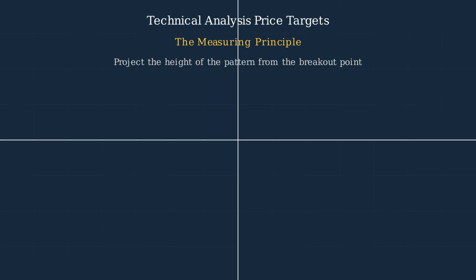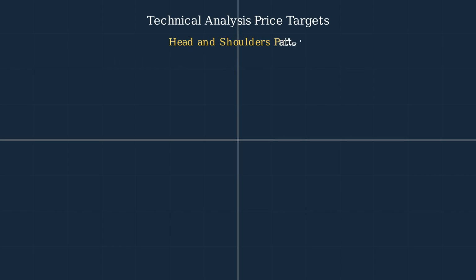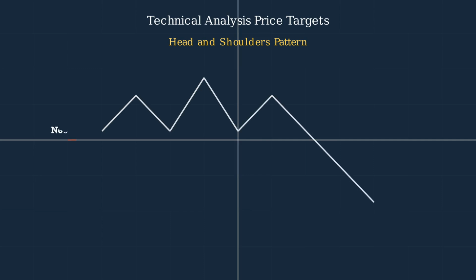Technical analysis offers several methods for calculating price targets based on chart patterns. The fundamental concept behind these targets is the measuring principle. The head and shoulders pattern is a reversal pattern that signals a bullish to bearish transition. The neckline connects the lows of the pattern and serves as a critical support level. To calculate the price target, first measure the height from the head to the neckline. After the breakout below the neckline, project this height downward to find your price target.